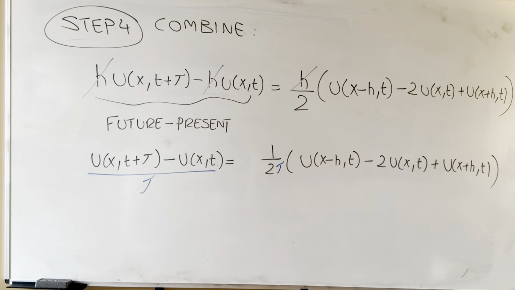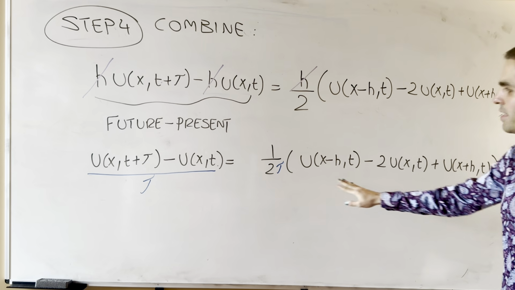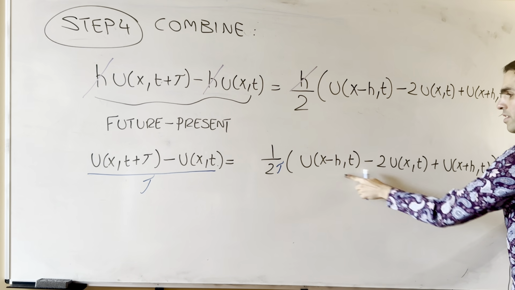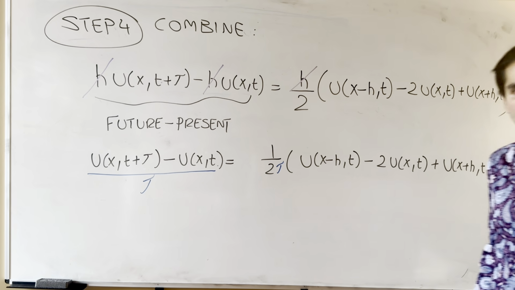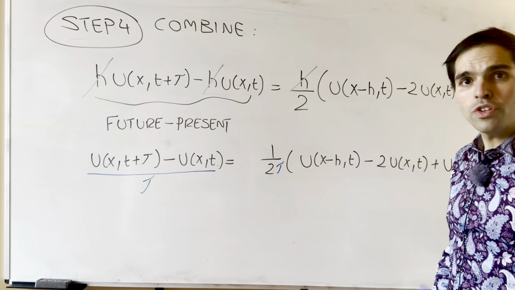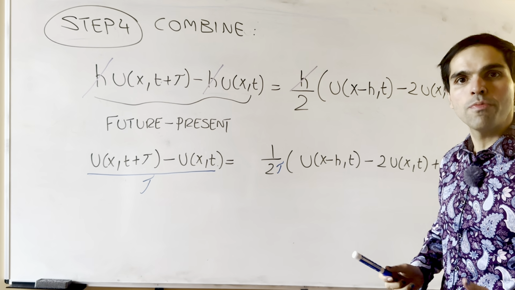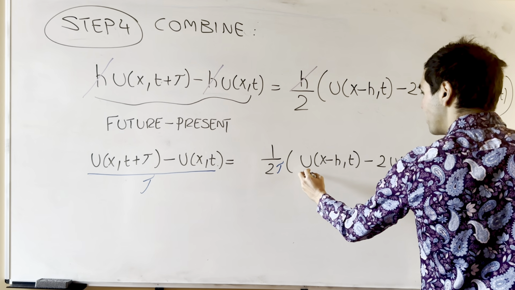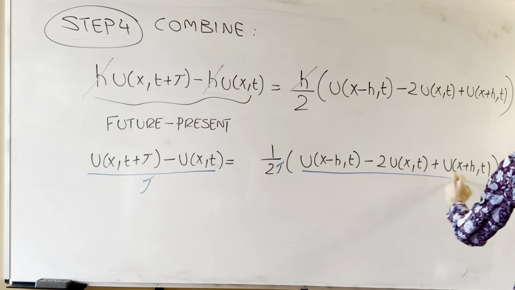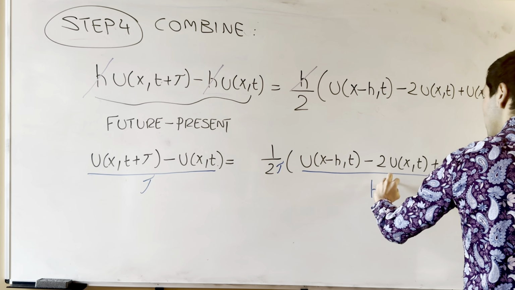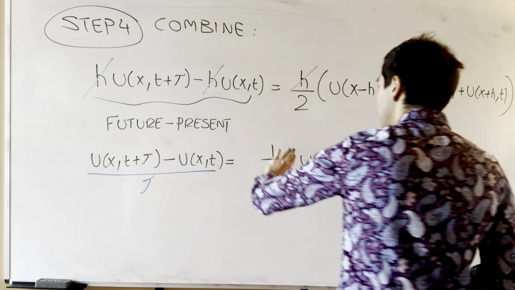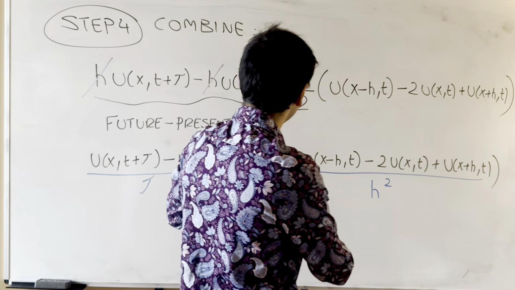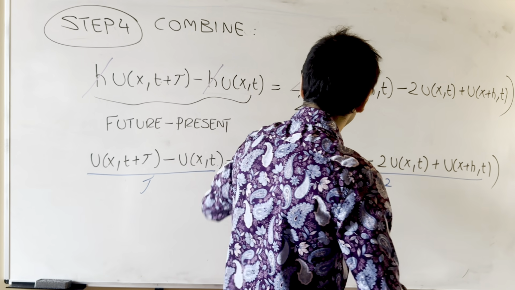And then, you will see this in a second, but this actually looks like a second derivative term. But in order to make the second derivative term appear, you have to multiply top and bottom by H squared. So divide this by H squared, and in order to get a balance of equations, you multiply this by H squared.